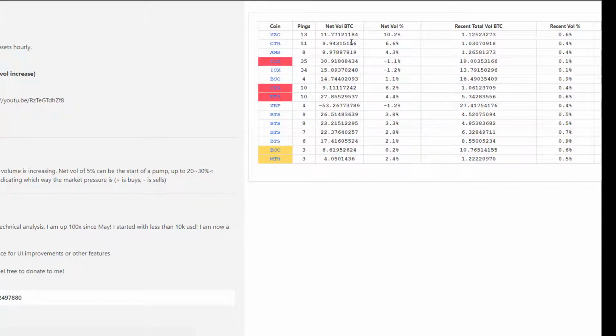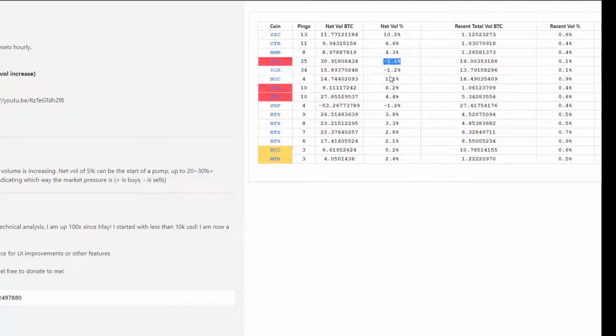XZC just popped up here, and it's the first pop up, like here. ICX, I'm already in that trade already, so I'm happy. I'm up 10% for the day there. So I'm happy for my ICX trade. So I'm happy to see this.